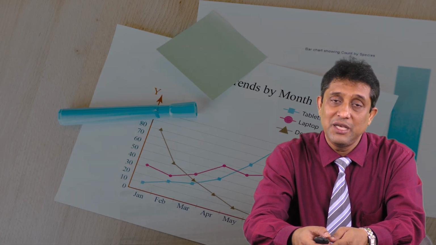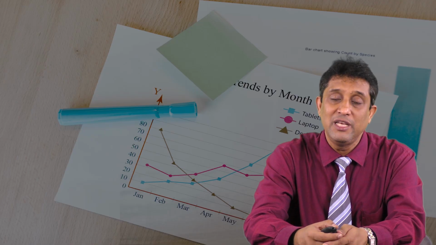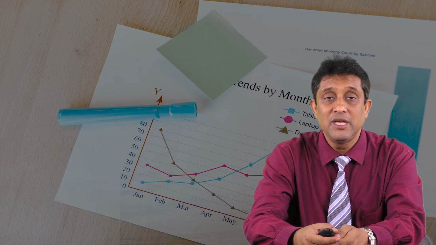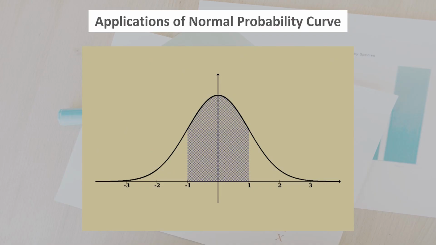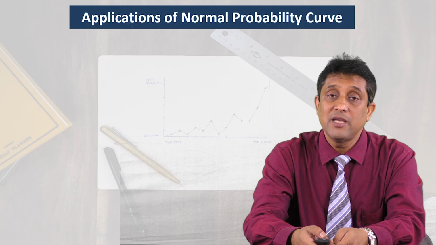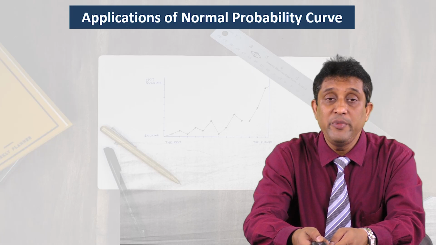After recapitulating our earlier session, in today's session we discuss the applications of the normal probability curve. We have already discussed the characteristics of the normal probability curve, and now how we can solve certain problems related to it by using different applications. So far as applications are concerned, there are 5 different applications of the normal probability curve.